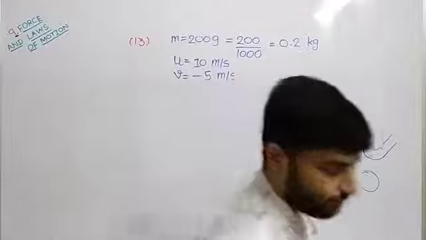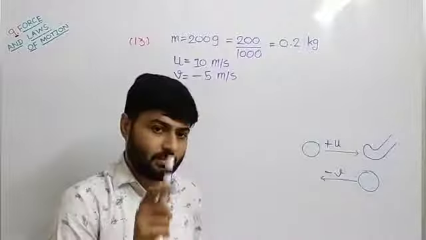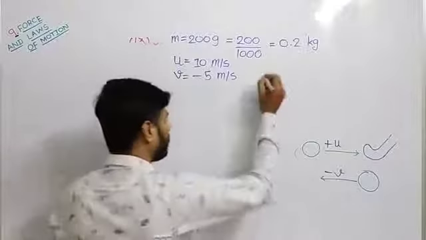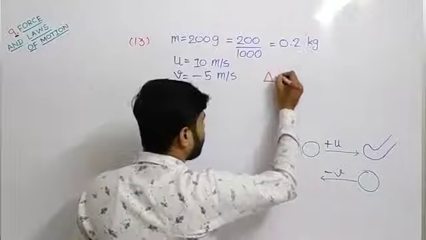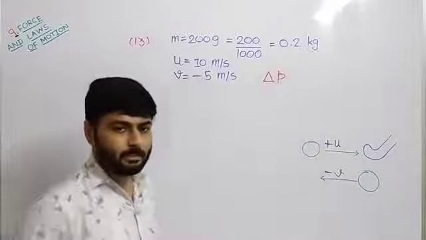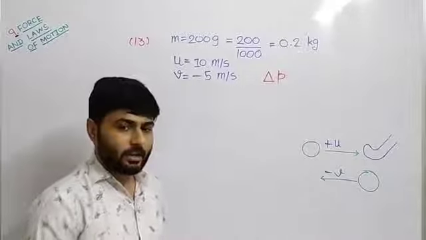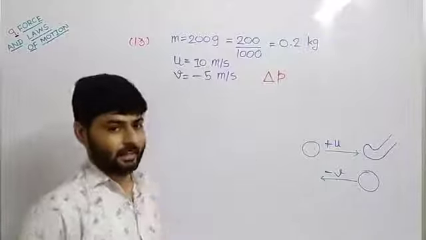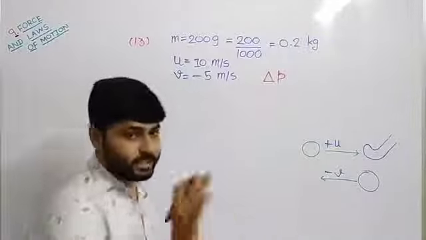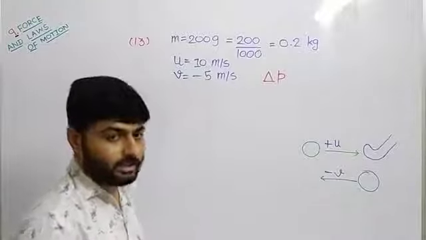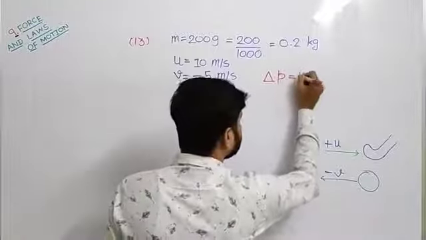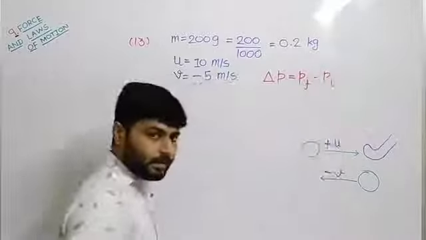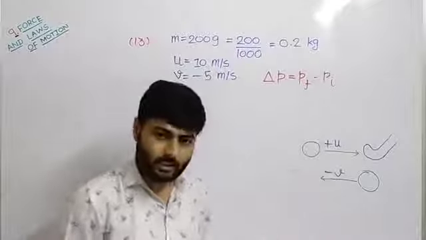We have to find change in momentum. You know this symbol delta P? Remember this symbol delta P? I told you in the previous lecture, delta is change in any quantity. So this delta P is change in momentum. What is change in momentum? That is final minus initial. Change is final minus initial.